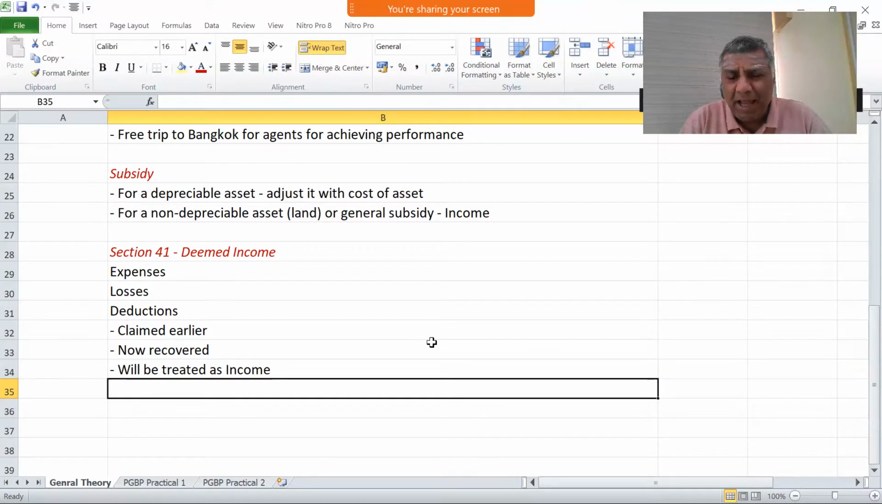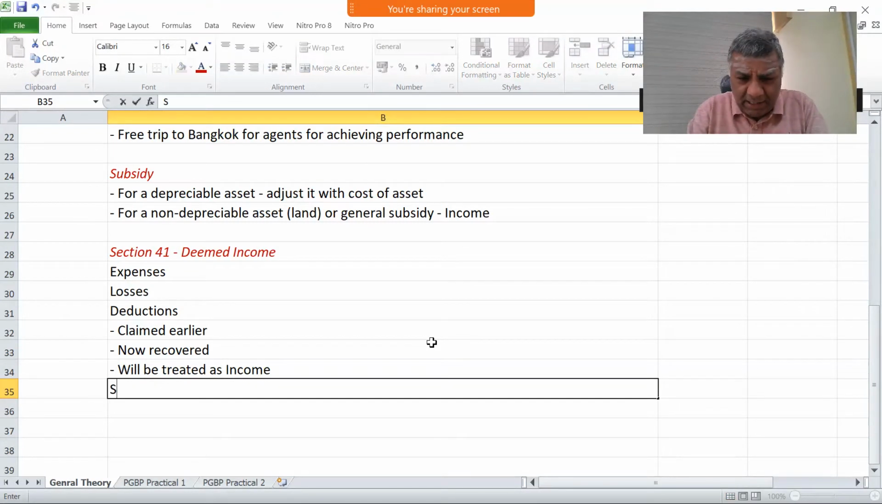Electricity bills I paid. Now I am getting some benefit because my factory is in a backward area. So the EB, electricity board, refunded me some part of my bill payment. Income. Any expenses, losses, deductions claimed earlier, now recovered.